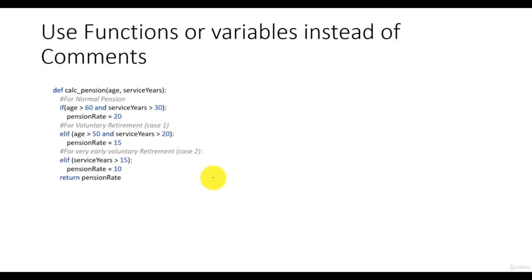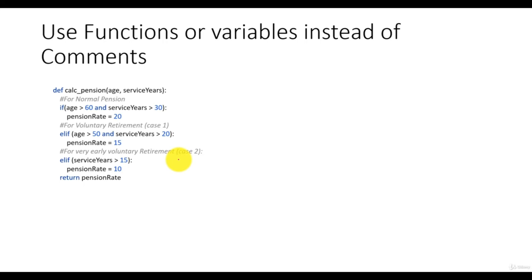Another aspect about coding is that we should prefer talking through the code instead of comments. Let's consider this example. It is calculating the pension for a person given his age and number of years he has served. In this example, there are three cases for calculating the pension for which we have used these three if conditions.